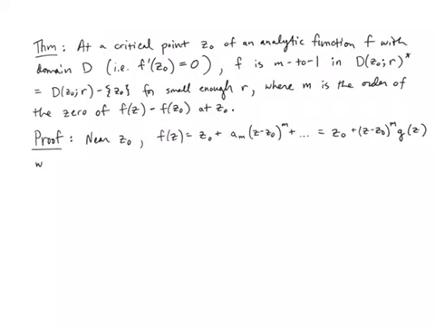Here, in this case, our m is at least 2, so m is bigger than or equal to 2. And in g, the first term in the power series for g is this a sub m, so g at z naught is not equal to 0. So I'll say g is not 0 at z naught, and g is analytic.